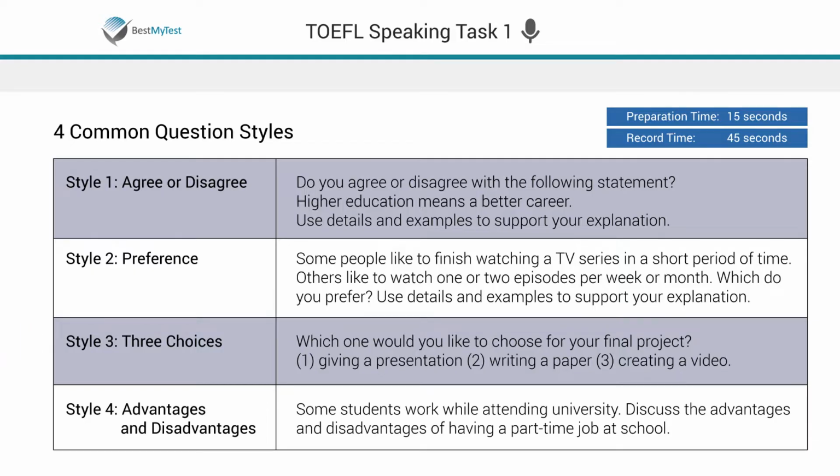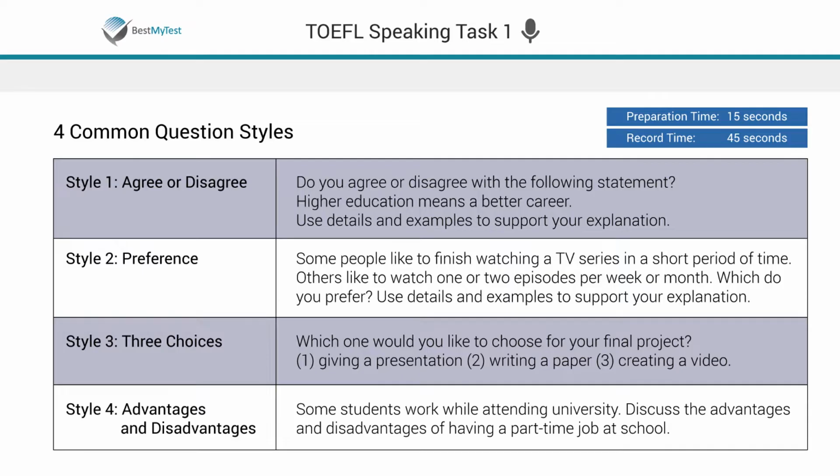Last but not least, and this one's the most complex, and it's the most complex because you have to give 2 sides of an issue or a topic. And this is called advantages and disadvantages. So for this one, you might read a question such as, some students work while attending university. Discuss the advantages and disadvantages of having a part-time job at school.